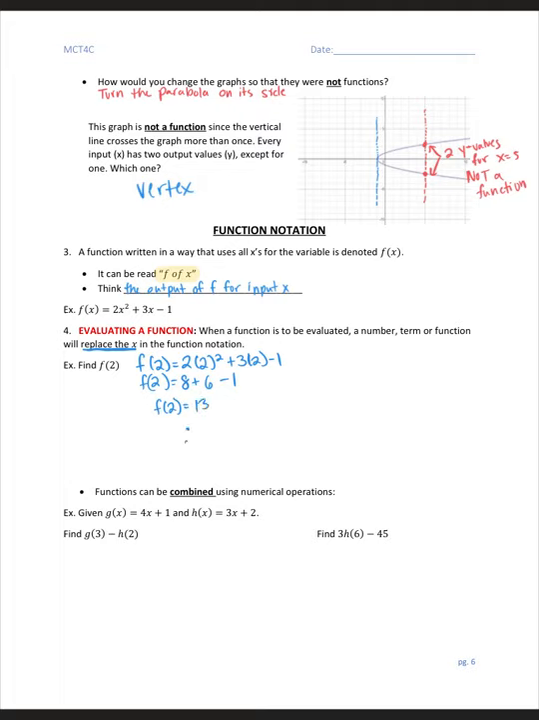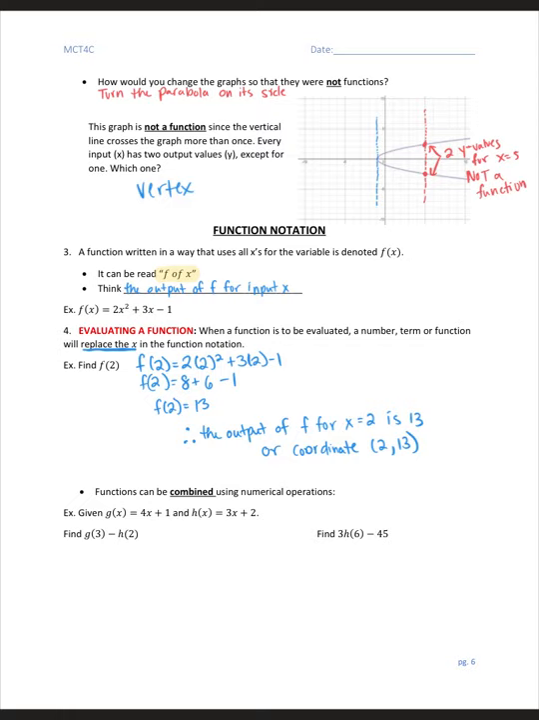So therefore, the output of f for x equals 2 is 13, or we could say it's a coordinate, right, where 2 is your x and 13 is your y, okay? Other than just subbing in a number, we can actually substitute in an expression or a term. So that's what we're going to look at in this next part.